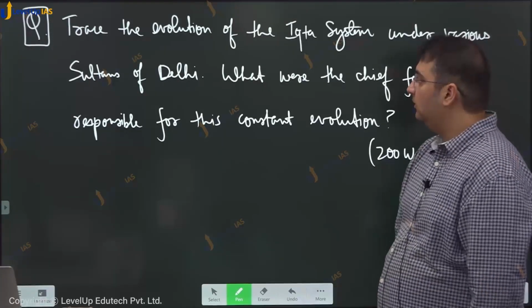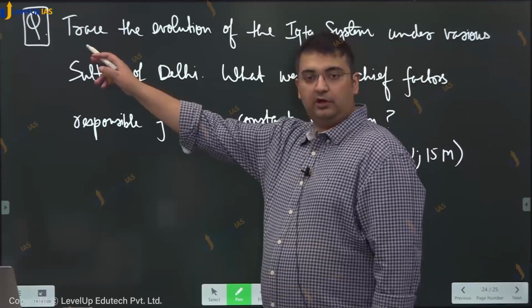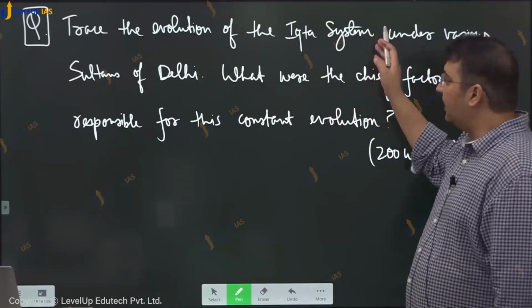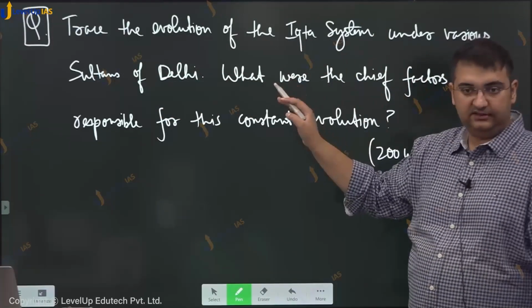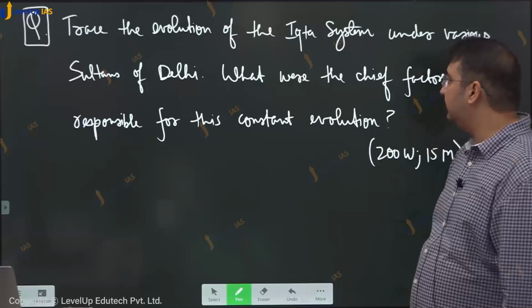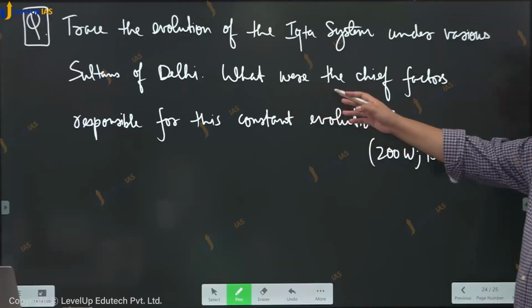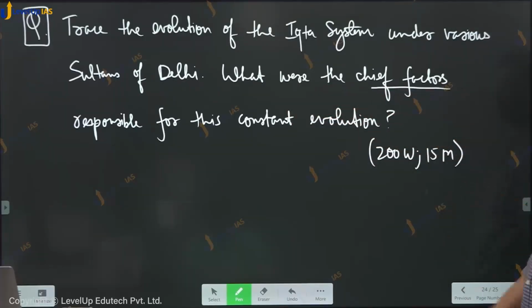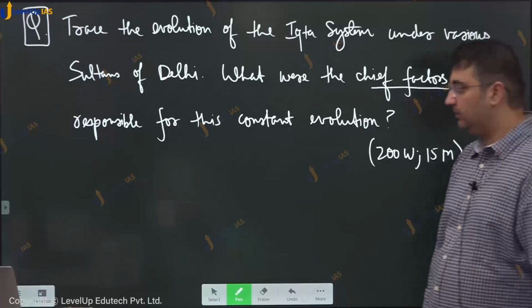ठीक है? तो फर्स्ट पोर्शन तो आप कर लेंगे. What were the new characteristics which emerged within the Iqta system under every new sultan? Second part, what were the chief factors for this constant evolution? बताओ क्या क्या थे.